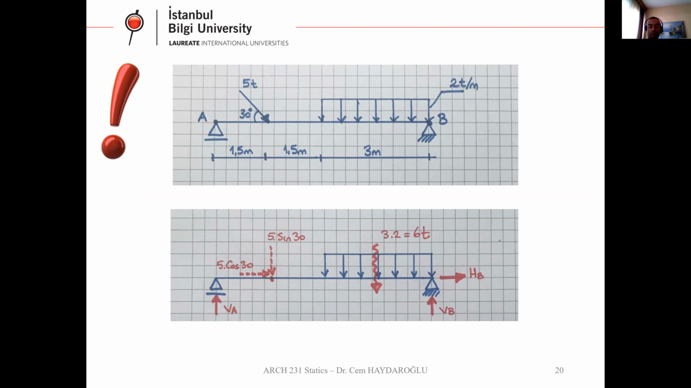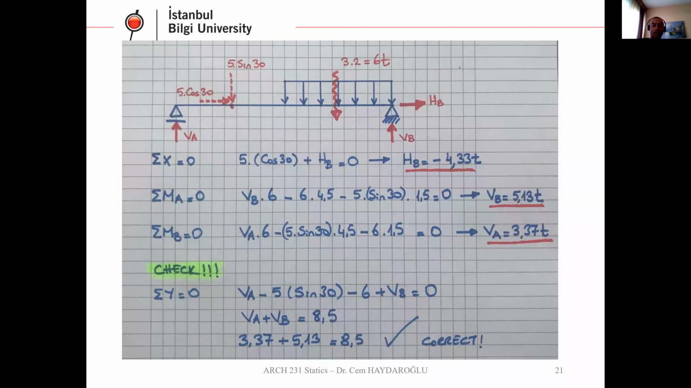Why are we doing this? At the left-hand side, we have a roller support, so we have only one unknown, which is VA. At the right-hand side, we have a pin support. That means we have 2 unknowns, VB and HB. In this bottom sketch, we draw everything into my free body diagram. Here, as you can see, let's write the equilibrium equations.